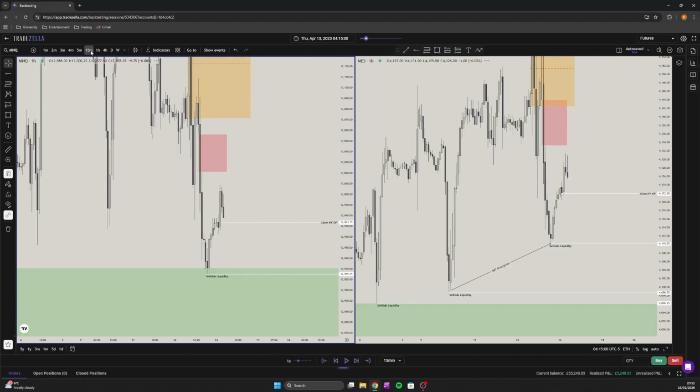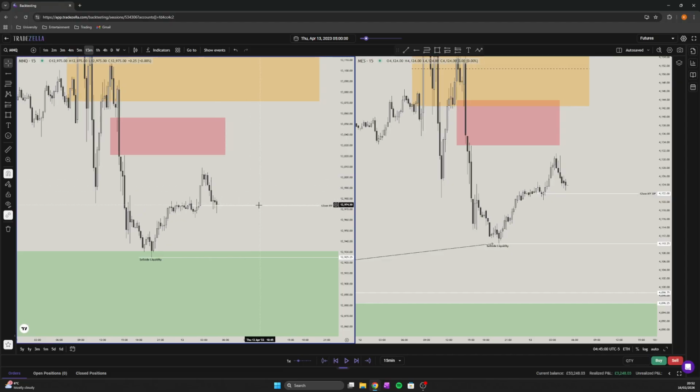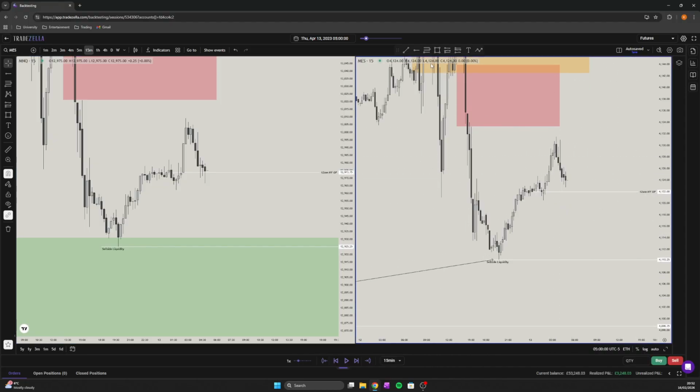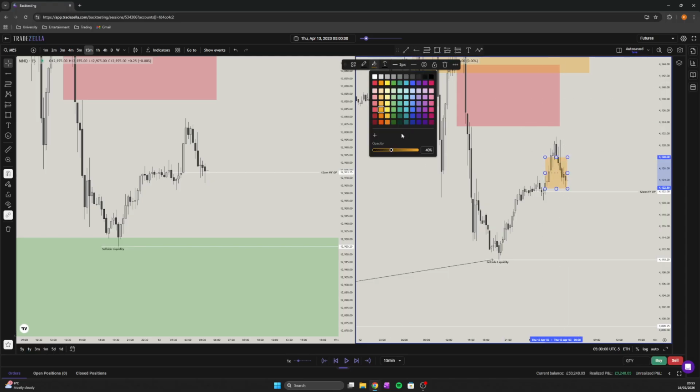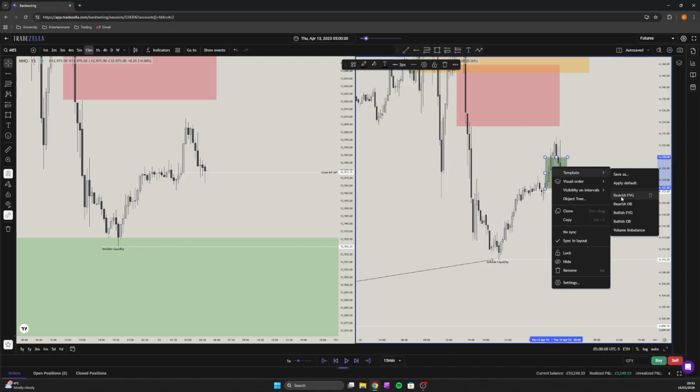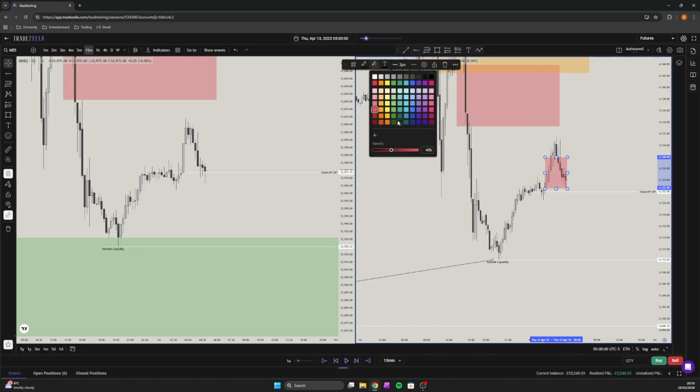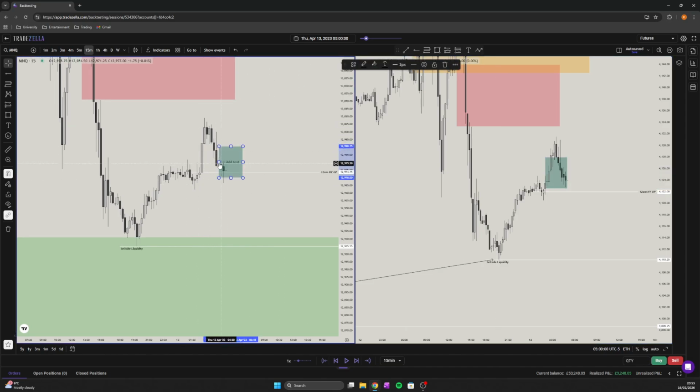Do we have a raid into any key areas? Okay, very awkward. That's very weird. I'm gonna mark it out because that is of some interest, isn't it? That's quite interesting. I like this color for London session. That's the 2 a.m. Yep. And then that's the 5 a.m. Yep, that's the 4:30.